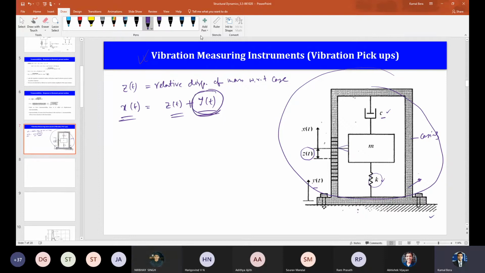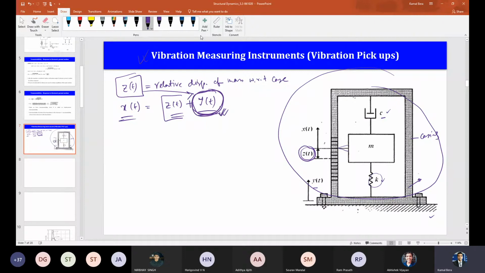So my final aim is to find out the ground motion. What is the ground motion yt? To obtain that, we will measure zt, that is the relative displacement of the mass. So through the measurement of this relative displacement, I will infer the motion of the ground. Let's see how.